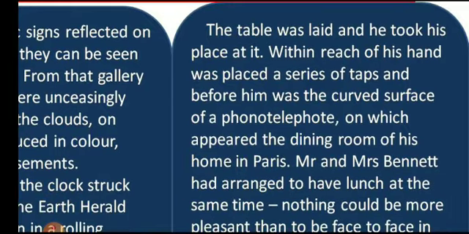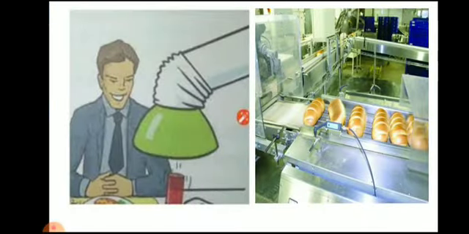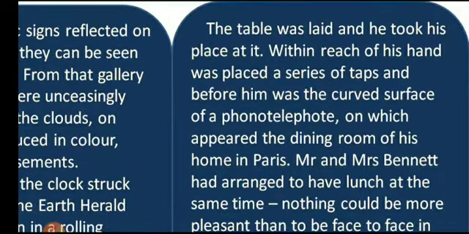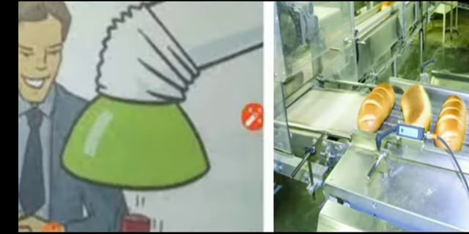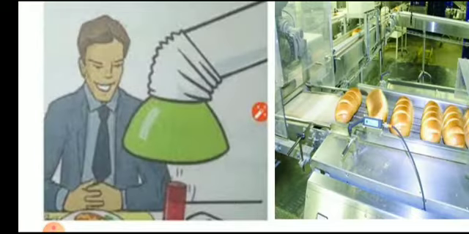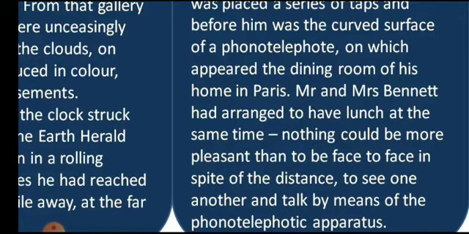The table was laid and he took his place at it. So the table was laid. Can you see? Within the reach of his hand was placed a series of tabs. Before him was the curved surface of a phonotelephote on which appeared the dining room of his home in Paris. That is, before him, what is there? A mirror. What mirror? The phonotelephotic device. So in the morning when he had woken up, he spoke to his wife, right? And he could see his wife on the screen. Likewise, he had a mirror before him. A phonotelephotic mirror, on which appeared the dining room of his home in Paris.